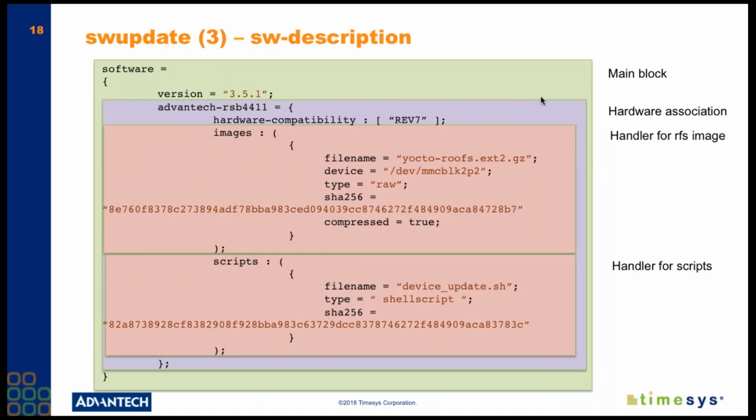In terms of SW description, you can see here is the structure of the file. There's a main block, there is a hardware association that describes what hardware this particular update is intended for, and then you have those handler blocks. One is for images here that I have in this example, and another one is for scripts. You can see different information being stored for those different handlers, but for the file system, you can see that there is a SHA-256 used here, and there's also a file name that's going to be installed in a specific device.